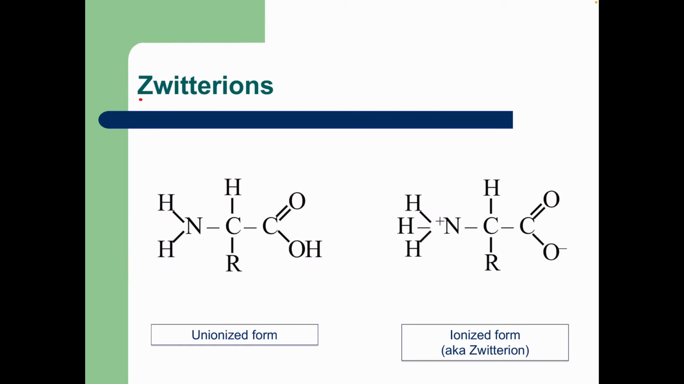So, Zwitter ions. Essentially, Zwitter ions are the ionized form of an amino acid, as we can see here. In the unionized form, you can see what's missing in these little charges. We'll see here that certain amino acids are placed into different groups based on their positive or negative charge and so on. So here we have an ionized form, or the Zwitter ion.